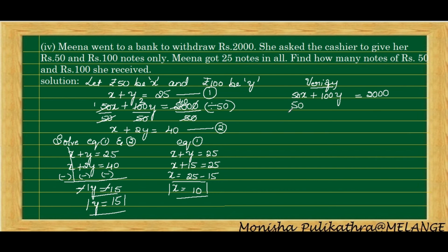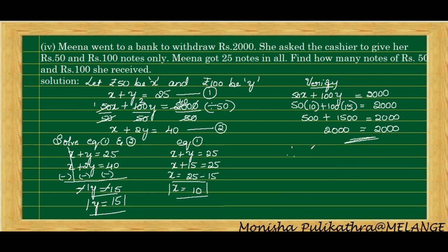Here x means 50, so the number of 50-rupee notes is 10, and the number of 100-rupee notes is 15, right? So all together it should be 2000. So 50 into 10 is 500 plus 100 into 15 is 1500. So 1500 plus 500 is 2000. So 2000 is equal to 2000. So LHS is equal to RHS.